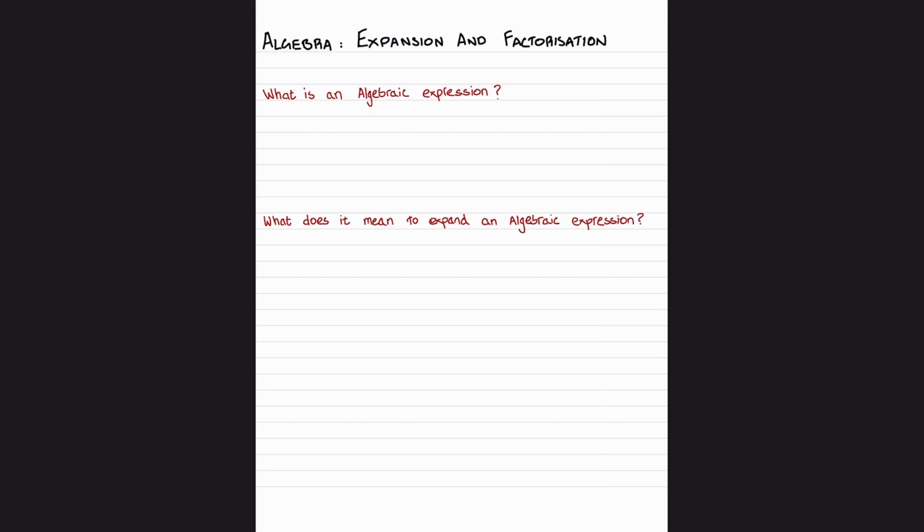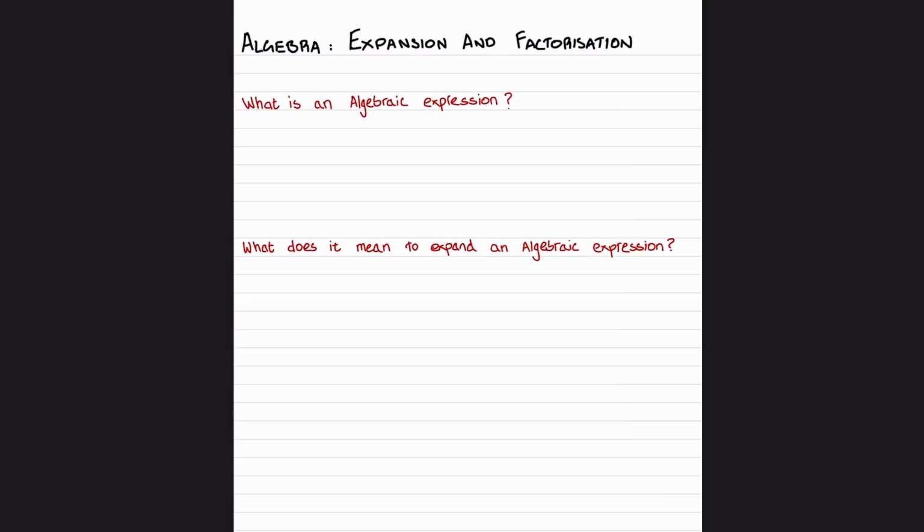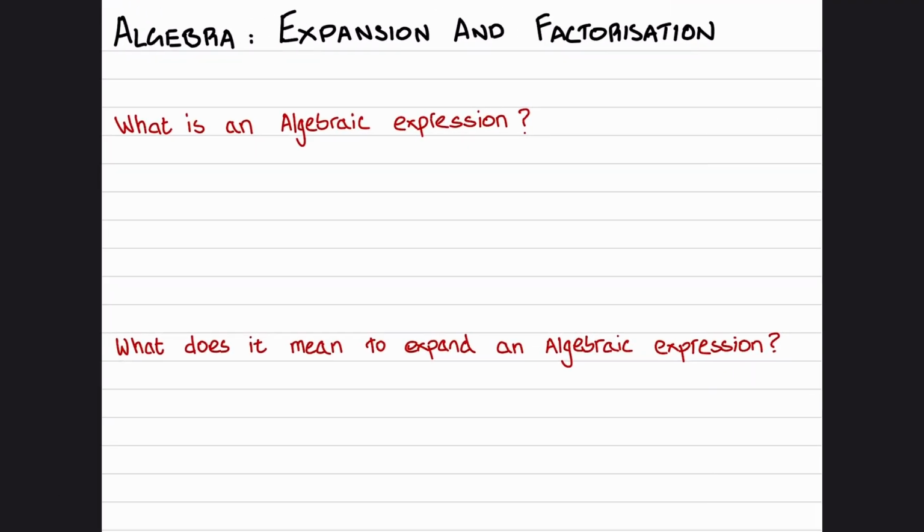Today we're diving into the fascinating world of algebra and exploring the expansion of algebraic equations. Now, firstly, what is an algebraic expression? An algebraic expression is a mathematical expression that contains variables, constants, and mathematical operations such as addition, subtraction, multiplication, and division.